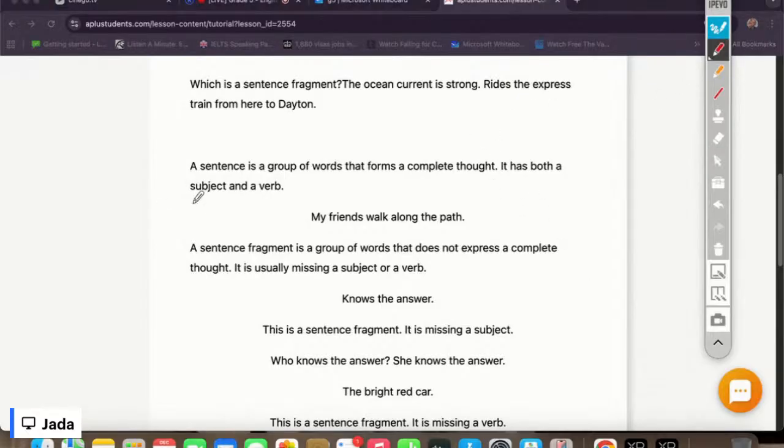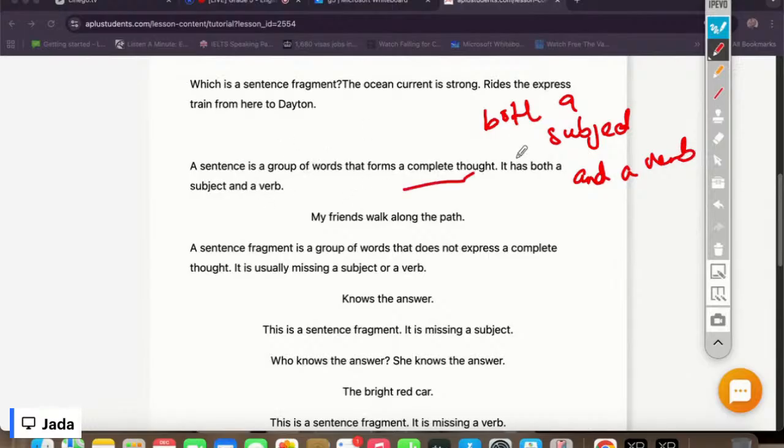Okay? All right, so a sentence is a group of words that forms a complete thought. It has both a subject and a verb. So a sentence is a group of words that forms a complete thought. It has a subject and it has a verb. So we have, "My friends walk along the path."